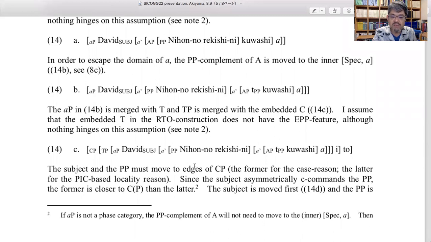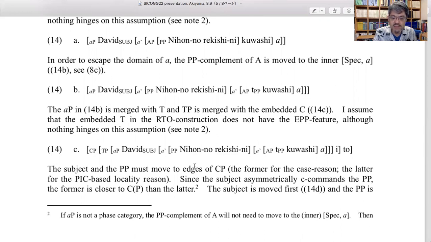In order to escape the domain of small a, the PP complement of a is moved to the inner spec a, spec small a, as in 14b. And the small aP in 14b is merged with T, and TP is merged with the embedded C, as in 14c.